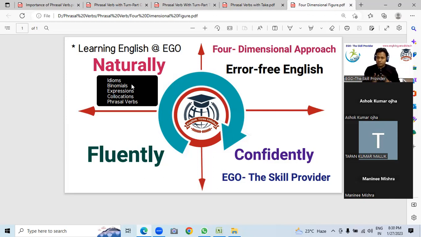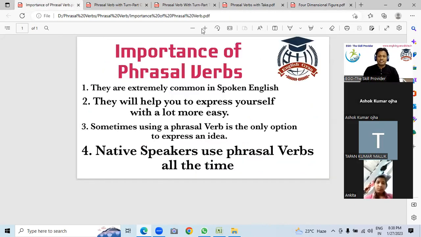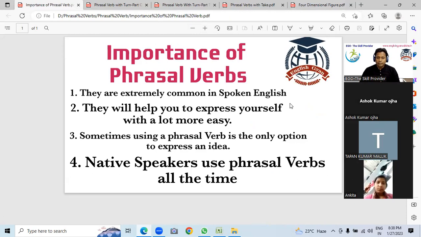Collocation somewhat okay because you are able to use it. But whenever it comes to phrasal verbs, you guys are not using phrasal verbs very frequently. And that's the problem. And today, I just want to give you the importance of phrasal verbs and one or two phrasal verbs I'm going to discuss and their proper uses in your day-to-day life. So what is more important? This is the importance of phrasal verbs. Why are you supposed to use them?